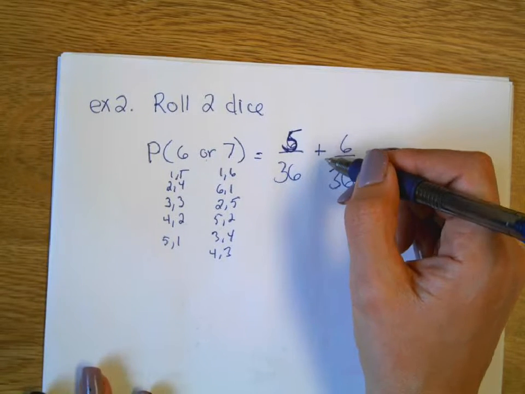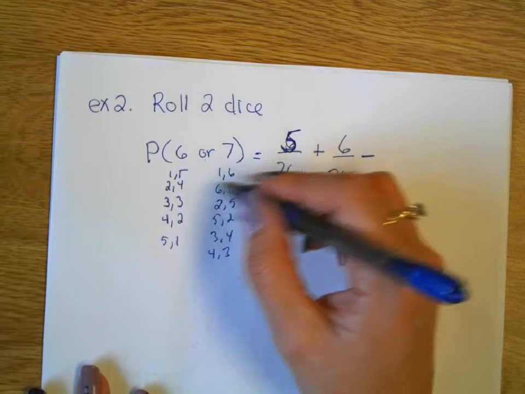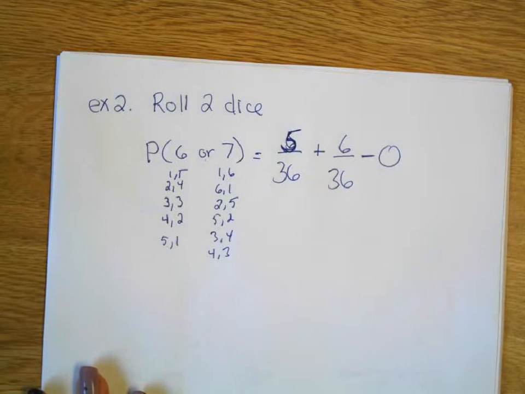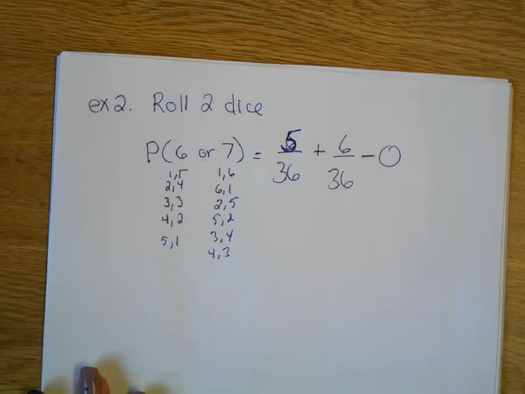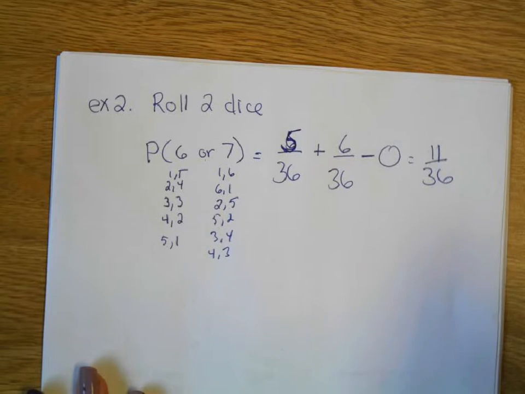And when we're adding, we should always train our brain: is there any overlap here? Are there any pairs that add up to 6 and 7 where they're the same? No, these are mutually exclusive. But remember, when we're adding, we should train our brain to see if we need to subtract any overlap. So, 11 out of 36. I was just reviewing that there's 36 outcomes. If you need to look back at that tree, you can.